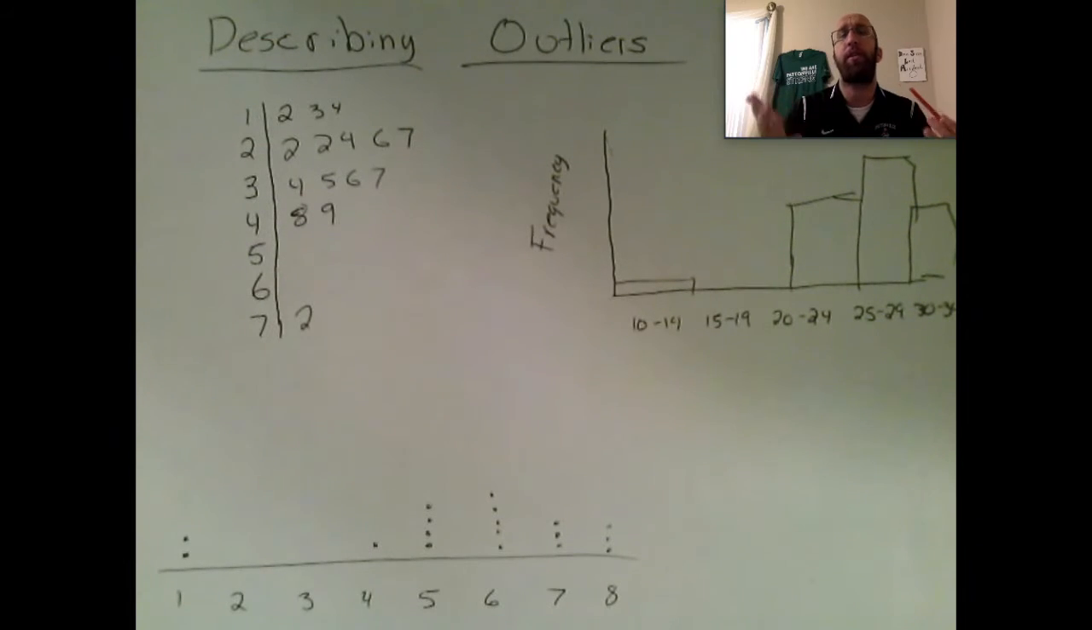So anytime we see an outlier and we aren't 100% sure, we're going to call them potential outliers, okay? Which means, hey, we're pretty darn sure it's there, but in case we are wrong, this is a potential outlier.